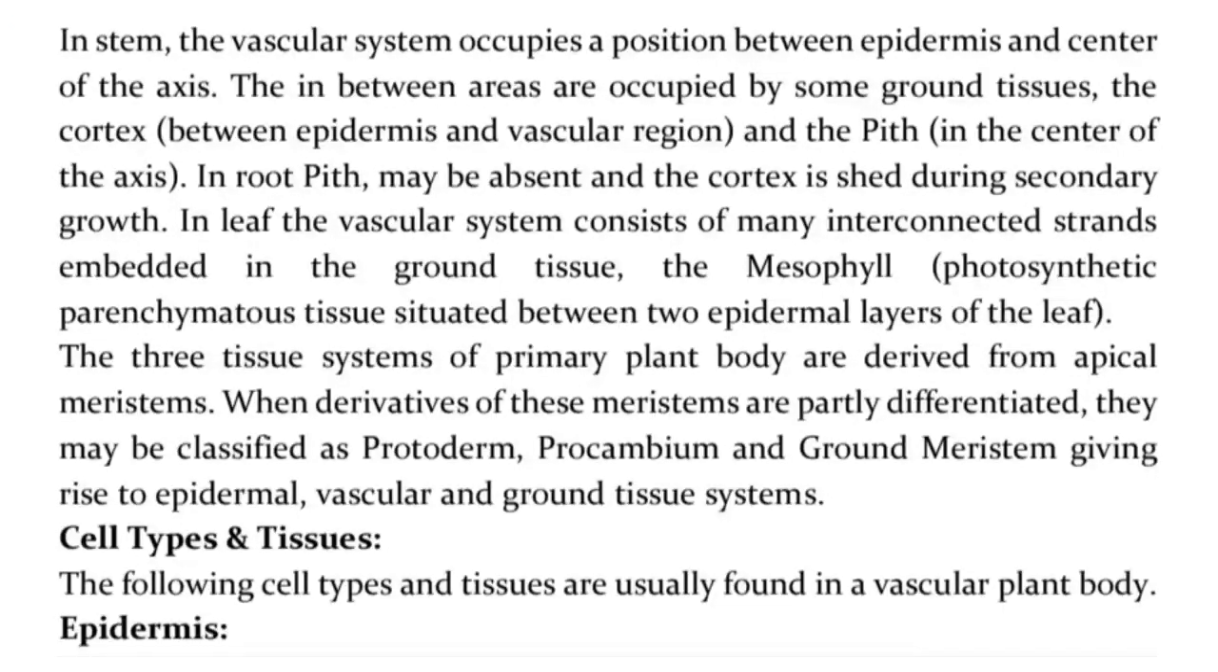The three tissue systems of primary plant body are derived from apical meristems. When derivatives of these meristems are partly differentiated, they may be classified as protoderm, procambium, and ground meristem, giving rise to epidermal, vascular, and ground tissue systems, cell types or tissues. The following cell types and tissues are usually found in a vascular plant body.